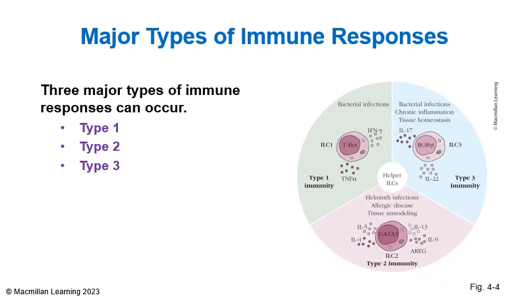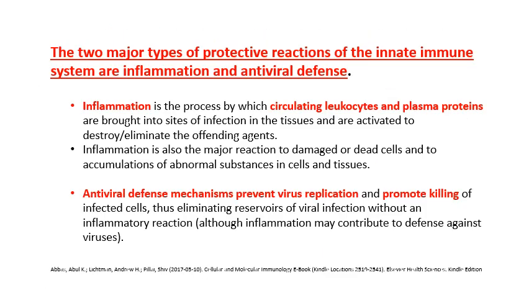So this is just to reiterate what I said before: the major types of immune responses go hand in hand with the types of ILCs. There we go. Inflammation is a major protective function of the innate immune system. And what is the other one? Antiviral defense. So you absolutely have to know that: inflammation and antiviral defense.